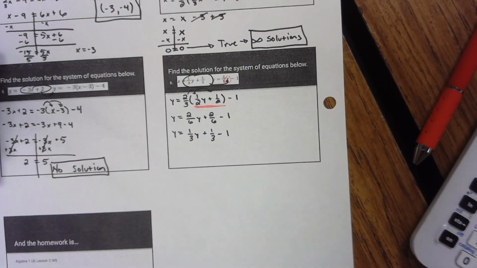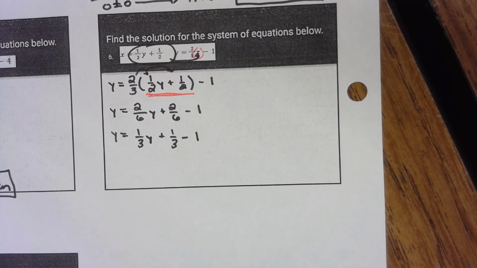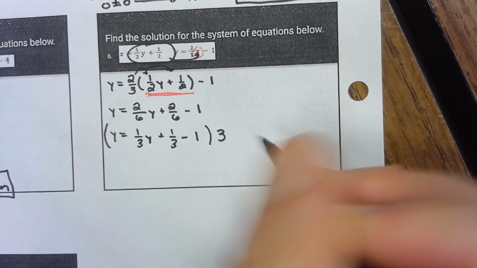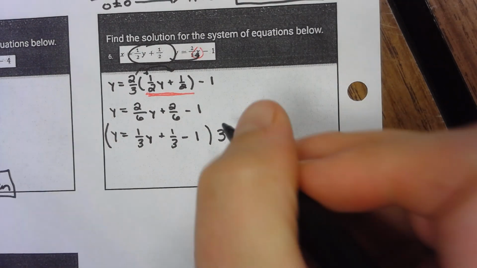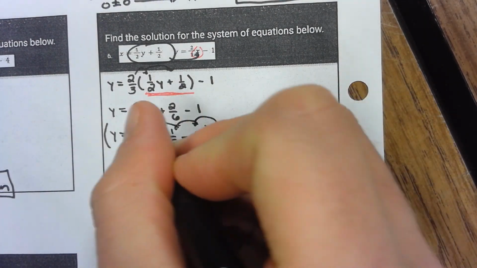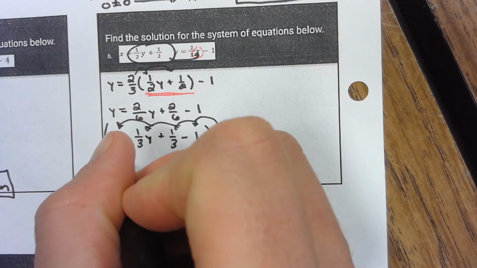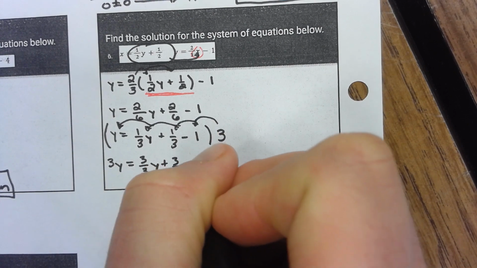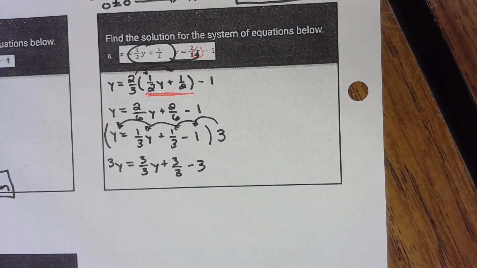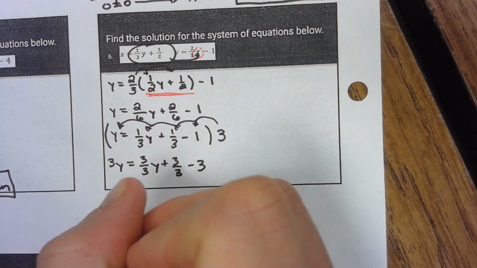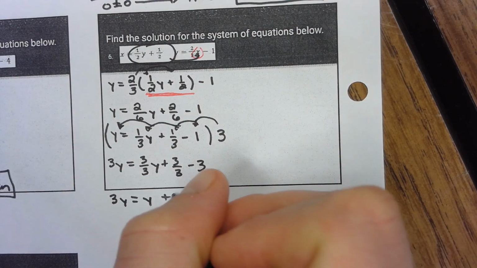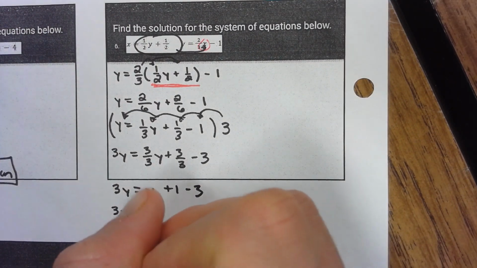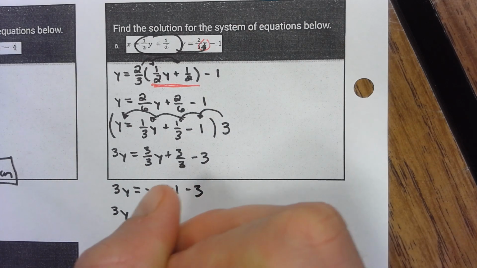Now, at this point, this is where we can say, hey, we don't like the fractions, so let's get rid of them. And let's get rid of them by multiplying by what we see in the denominator, which is 3. So I'm going to multiply every single thing by 3. That makes 3y, then 3 divided by 3 y, plus 3 divided by 3, minus 3. And a lot of these things simplify. That's 3y equals y plus 1 minus 3. 1 and negative 3 simplifies to be negative 2.